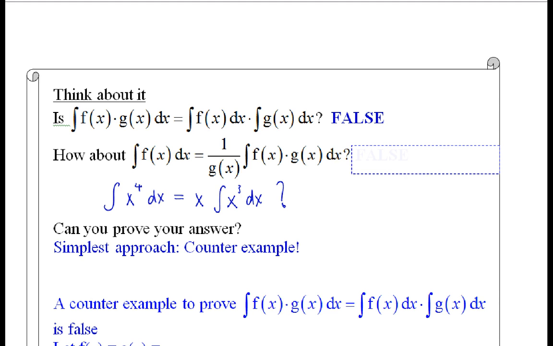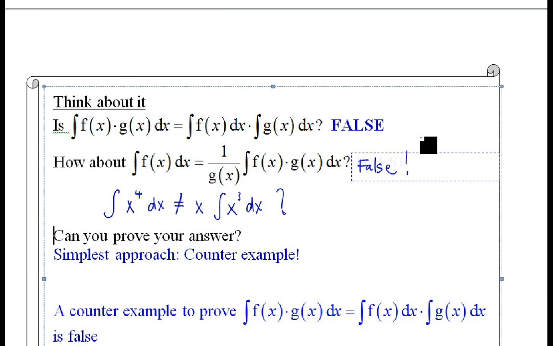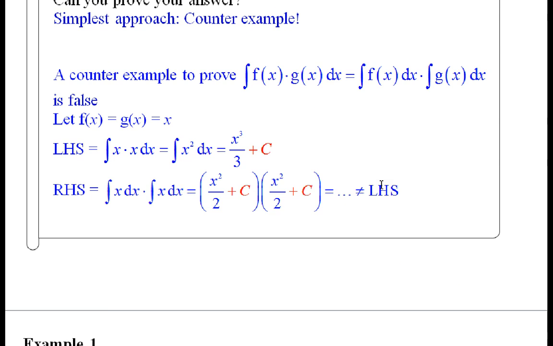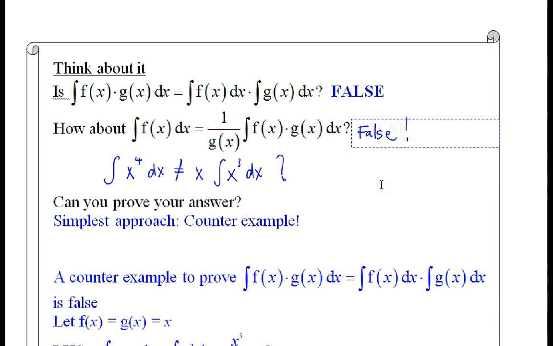Are these two equal? Obviously not. So, therefore, this is also false. Am I going to prove it now? No. You're going to do it yourself. This one is DIY, okay? Can you prove this on your own? Just use this example. Can?